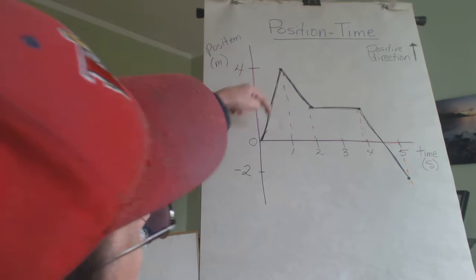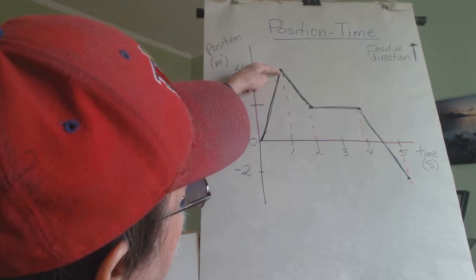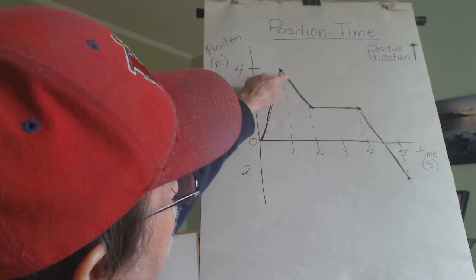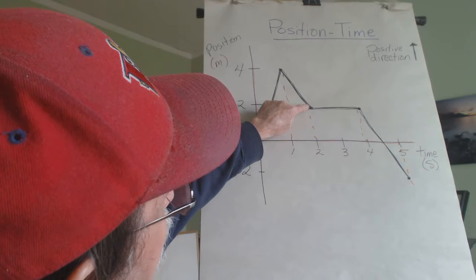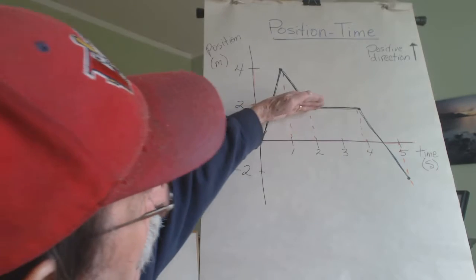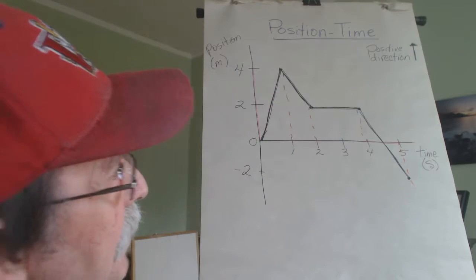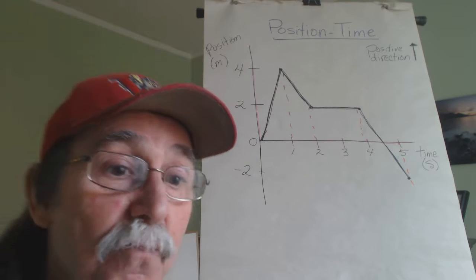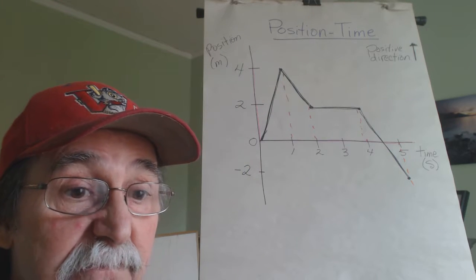So you can see that this slope is positive. This slope is negative, as is this slope. This slope is 0, which means no movement. So when the slope is positive, you're moving in the positive direction.